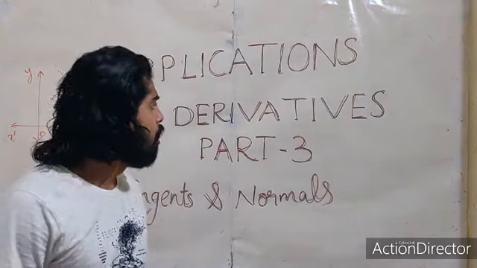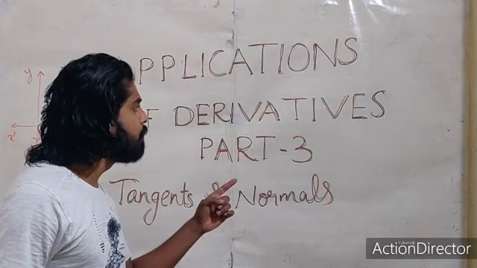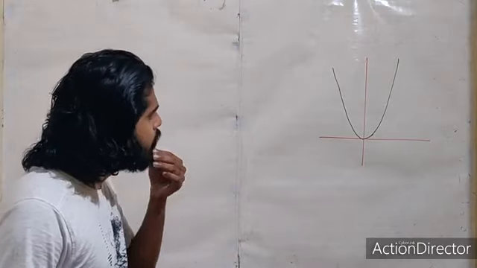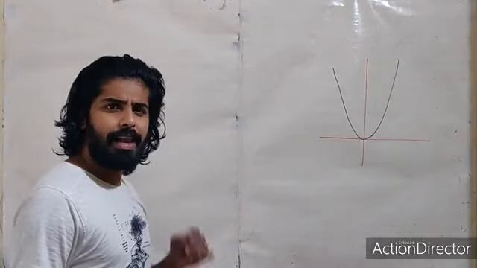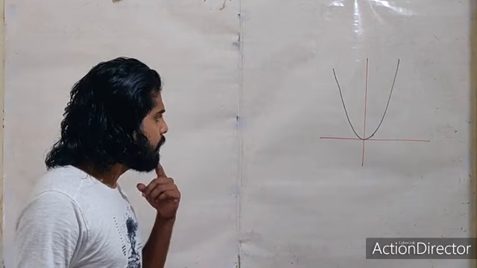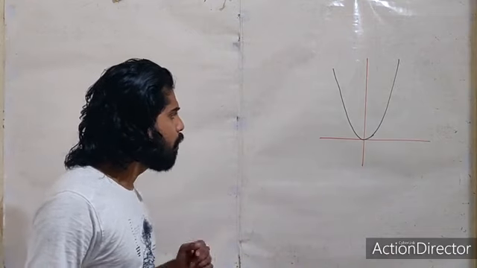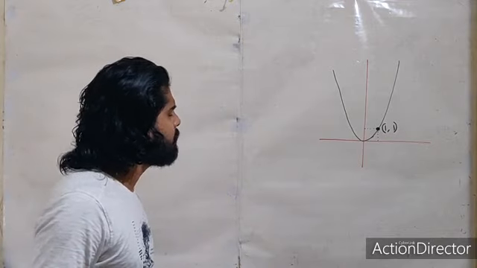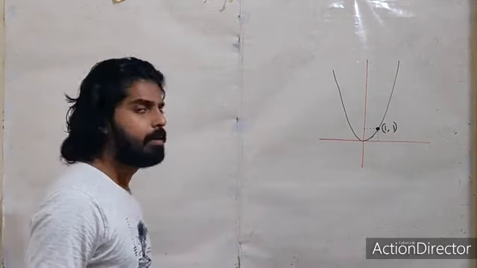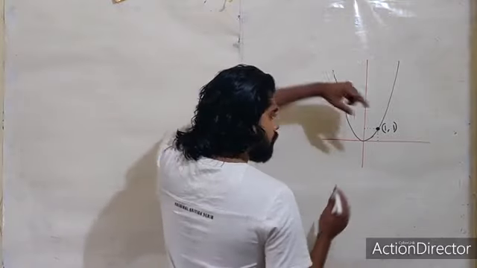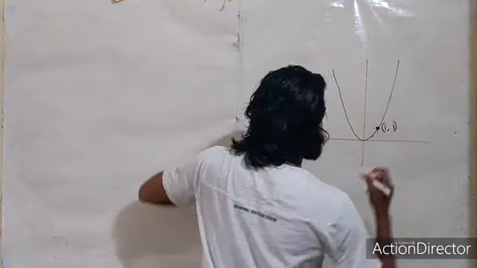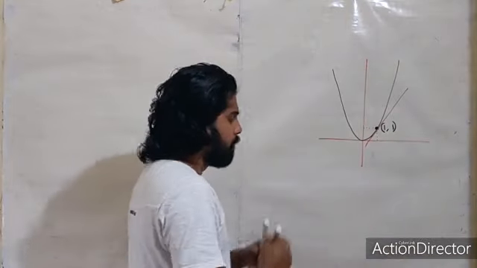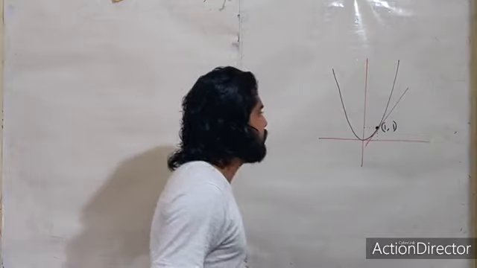Suppose we have a curve y equal to x square. You already know that y equal to x square is a parabola. Let (1, 1) be any point on this curve. We are interested in finding the slope of the tangent at this point (1, 1). Let's draw a tangent at this point.